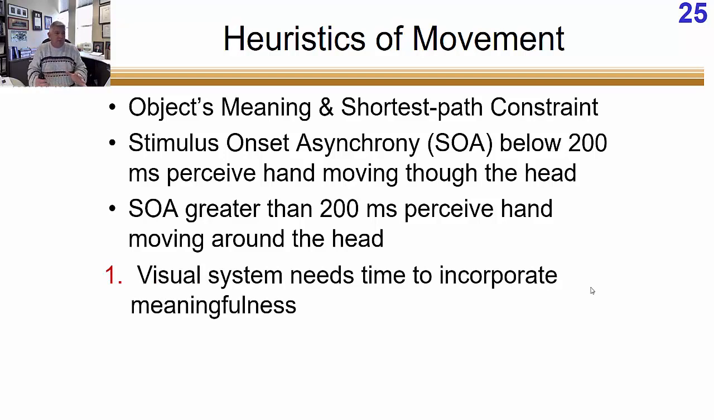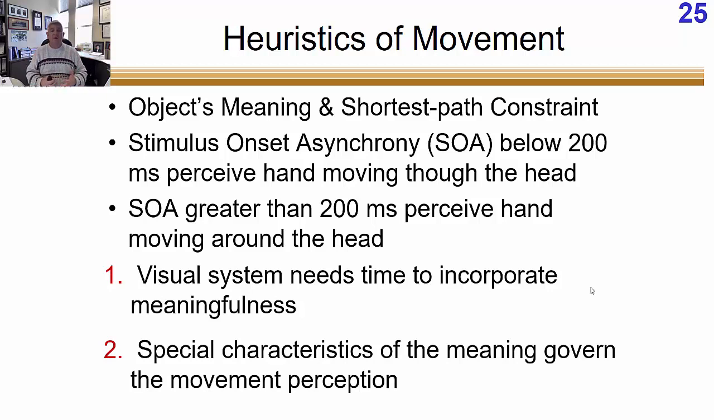So a couple of things we can take away from that. One, the visual system needs time to incorporate meaningfulness, right? If I make that hand go too fast back and forth, then we know you can't move a hand around your head that fast, and so it must be coming through the head. And special characteristics of the meaning, like the fact that if I have my hand here and I come around here, it takes about 200 milliseconds to do that. And if we flash those two images at that same rate, then because of the meaning of someone's hand behind and in front of their head, we perceive that apparent movement there.